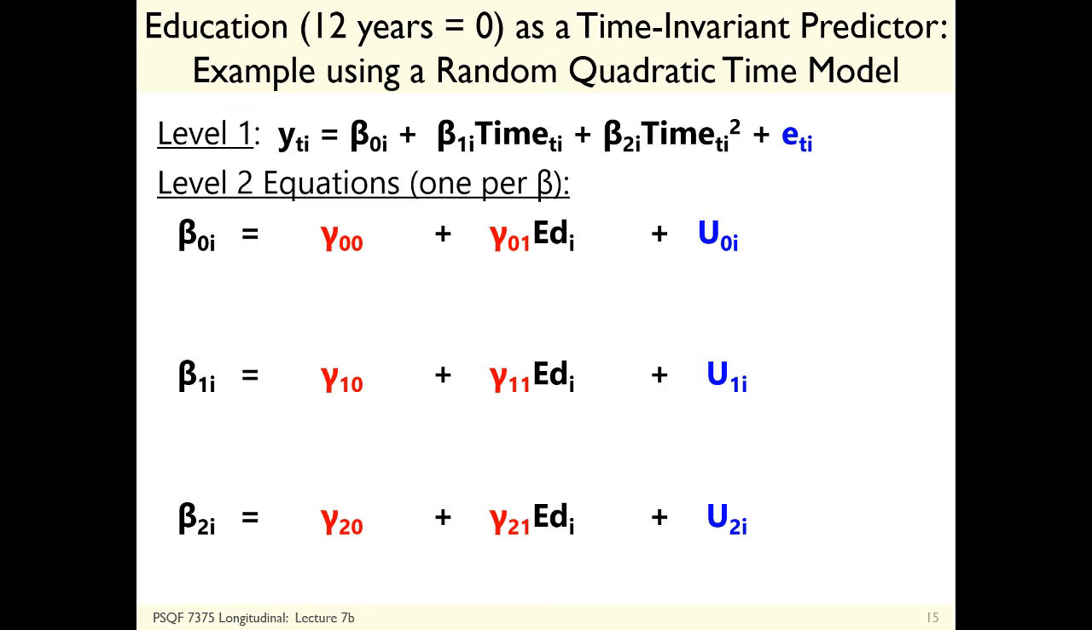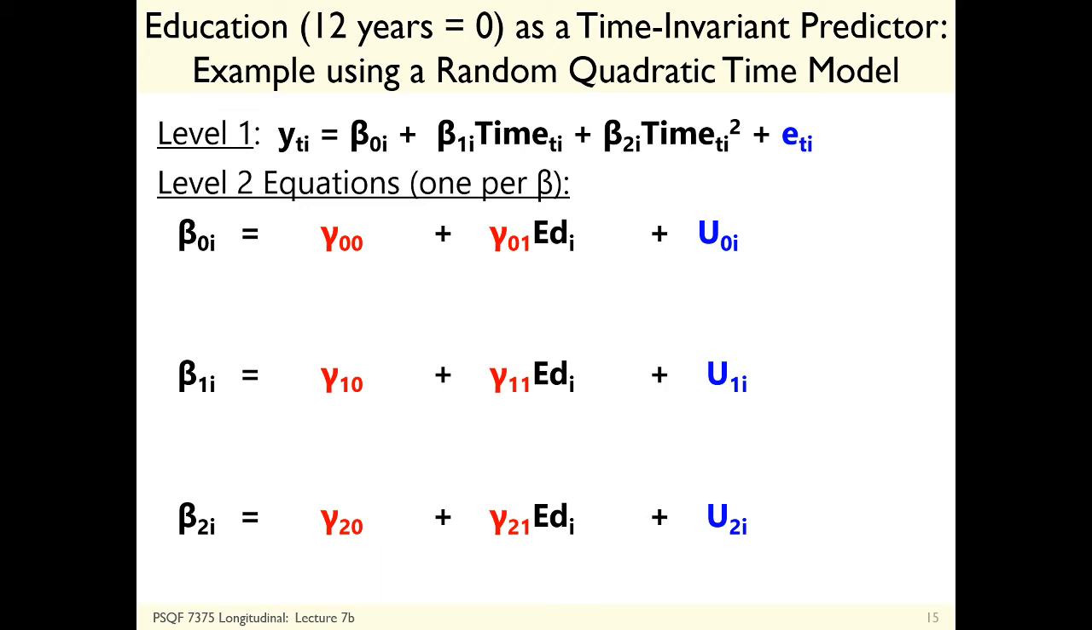The level 1 model dictates the form of change that we're talking about. So this is a quadratic model. Beta 0 is the intercept. Beta 1 is the linear slope at time 0. Beta 2 is the quadratic slope. E is why are you off your line today?